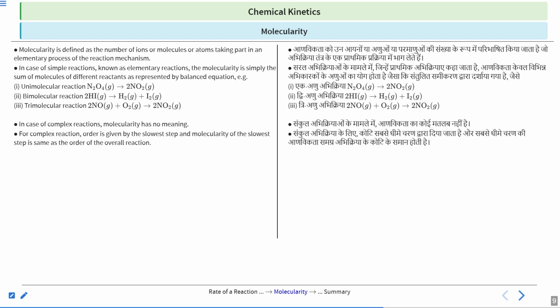Now in case of a complex reaction, what do we do? What is the order? In case of a complex reaction, we take the slowest step, and whatever the order of the slowest step will be the order of your overall reaction. Clear? So for a complex reaction, order is calculated with the help of the slowest step, and it will be equal to the molecularity of that step. Since we are doing a reaction in multiple steps and we are taking the slowest step, and that is an elementary reaction again, the molecularity of that step will be equal to the order of reaction.